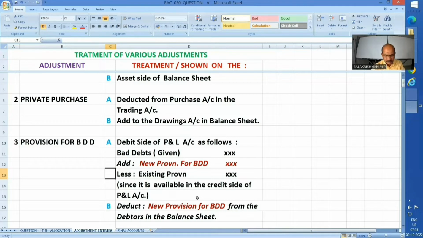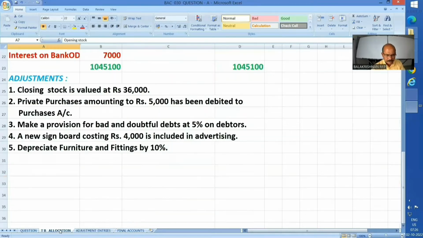And the second aspect, the new provision for bad and doubtful debts may be deducted from the gross value of sundry debtors. Okay, like that you show it in the balance sheet. Okay. Next adjustment, adjustment number 4.